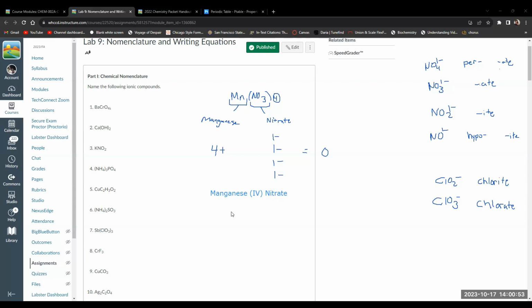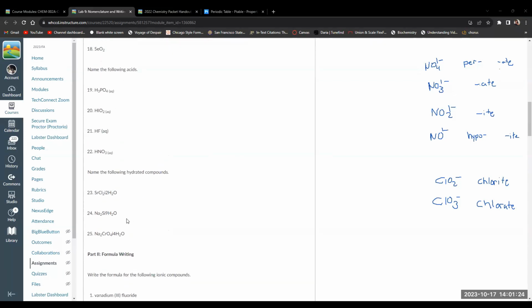So remember, transitional metal means Roman numeral, and with a polyatomic, you keep the name. So let's move on to the next rule. Let's move on to acids. So let's go ahead and look here at numbers 19 through 22.